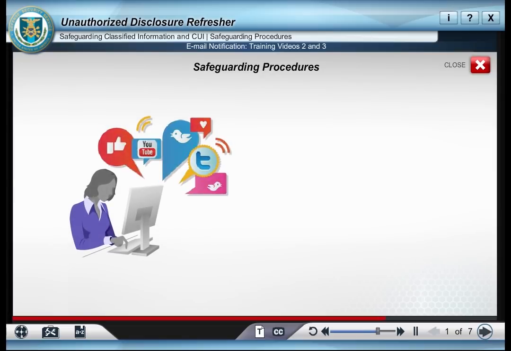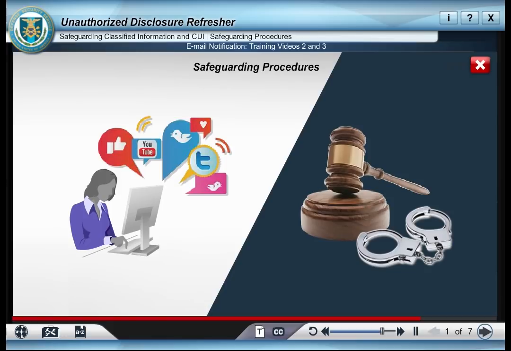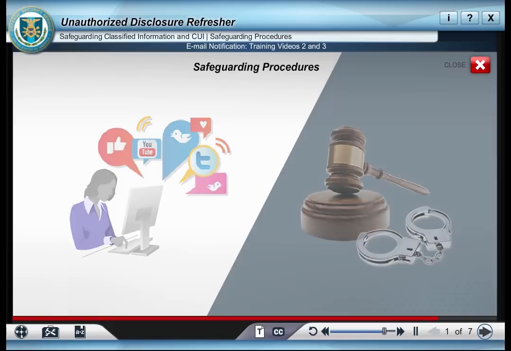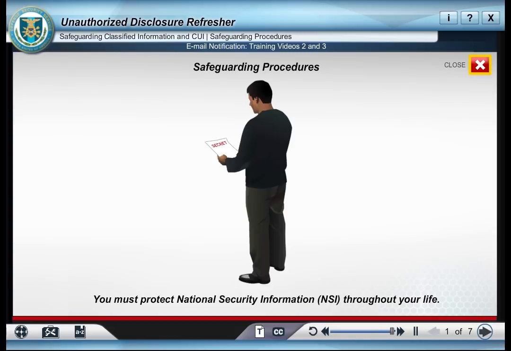Remember, when using social networking services, the requirements for protecting classified information from unauthorized disclosure and the penalties for failing to do so are the same as when using other media and methods of dissemination. Finally, remember, now that you have been granted access, you have a responsibility to protect NSI throughout your life, even after you are no longer a government employee or working for a cleared government contractor. When you're ready, close the video to proceed.